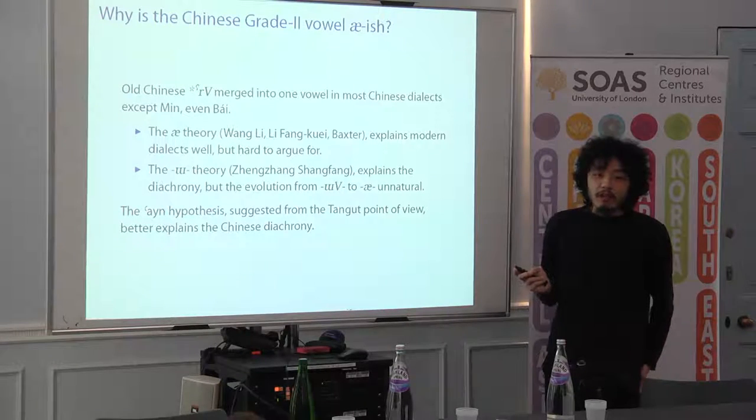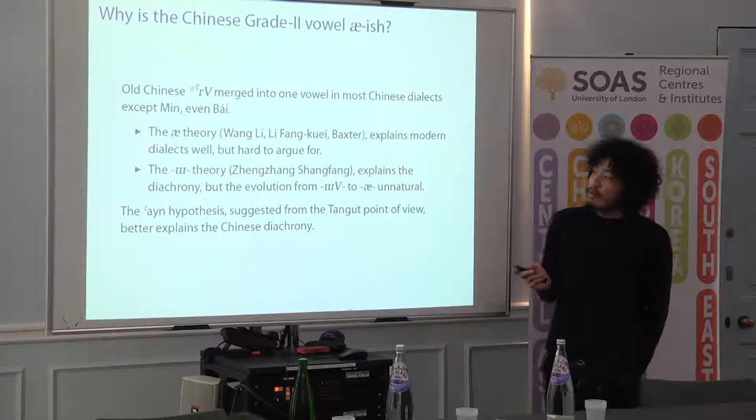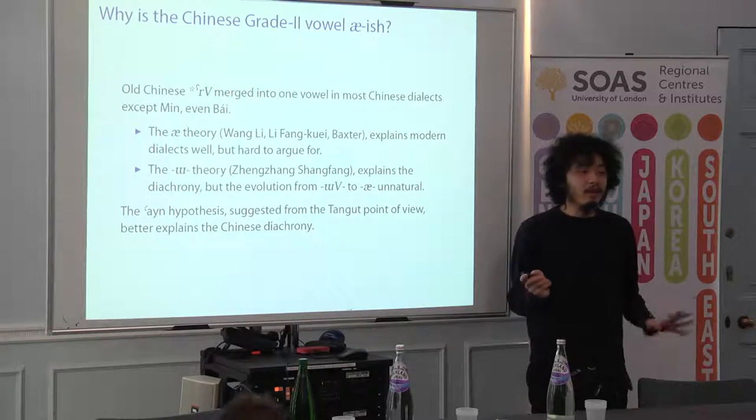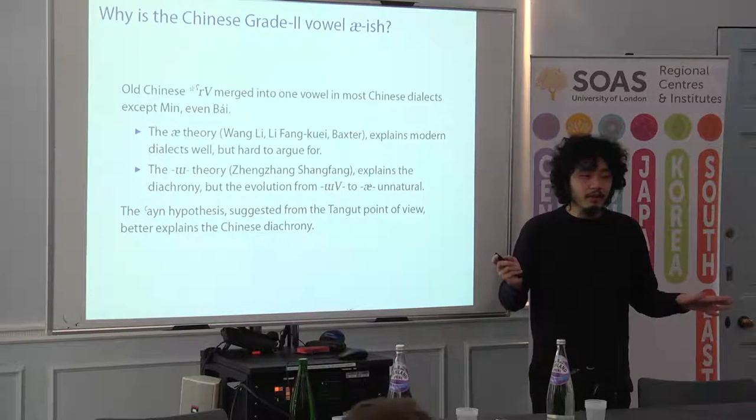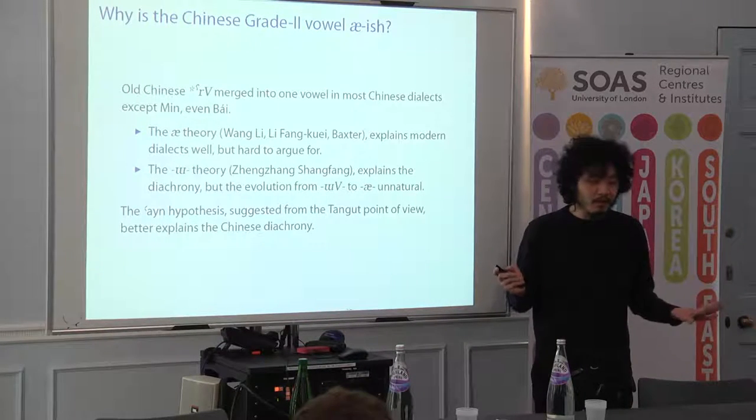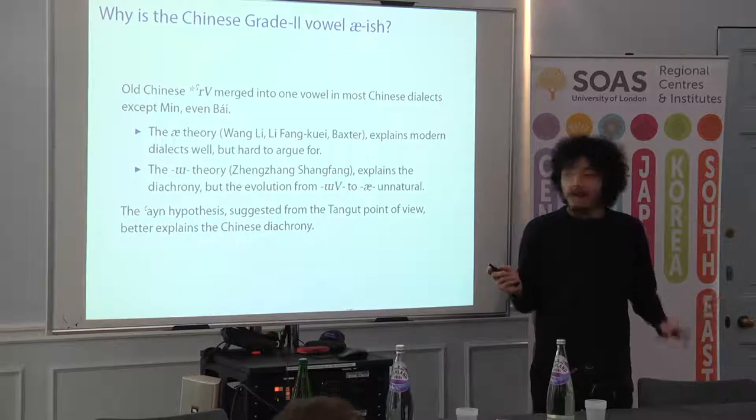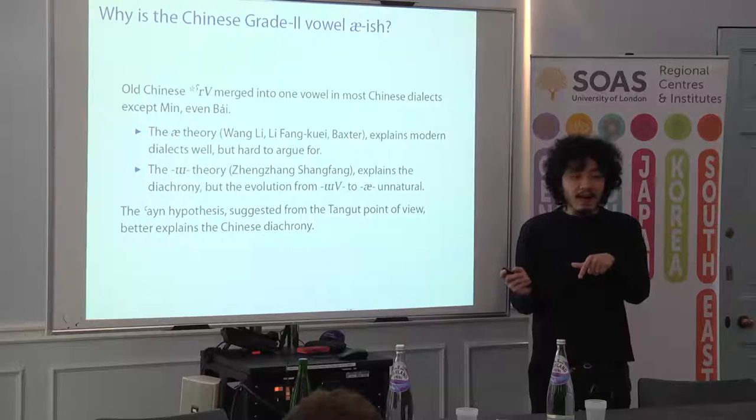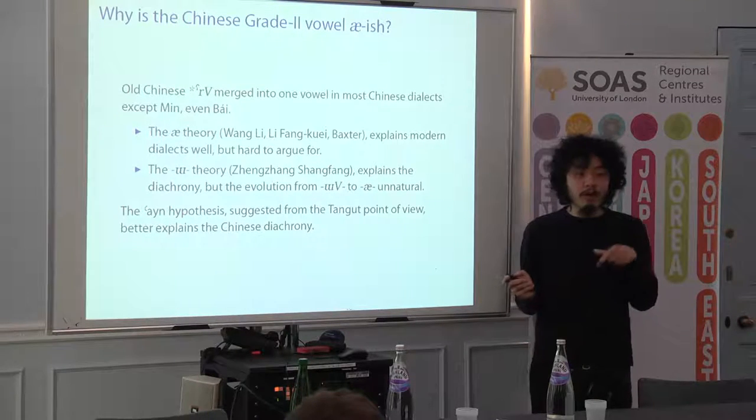On the nature of grade two in Chinese, basically we have two theories, the A theory and the U theory. The A theory is almost correct because if you look at modern dialects and all kinds of information, it's clearly something like A. However, how do you get from Ra to A?